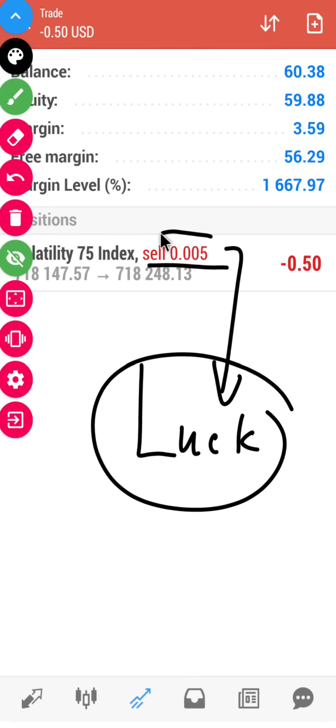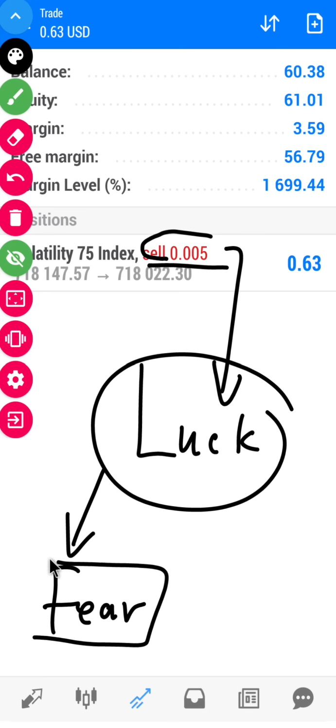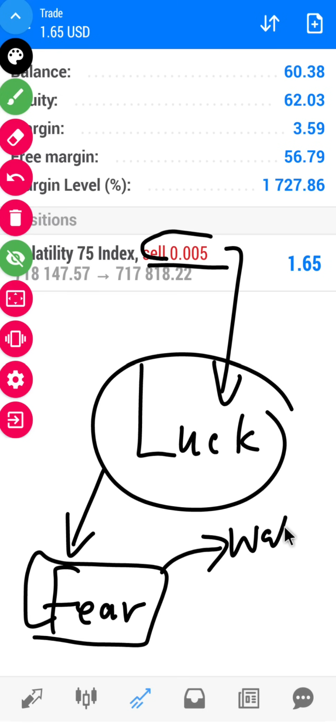Why am I saying it's going to be luck? Because we didn't necessarily assess the risk. That is why I'm throwing the word luck. Because you'll be lucky that you are not what? You're not blowing. And this is going to generate fear, because you don't have a stop loss.